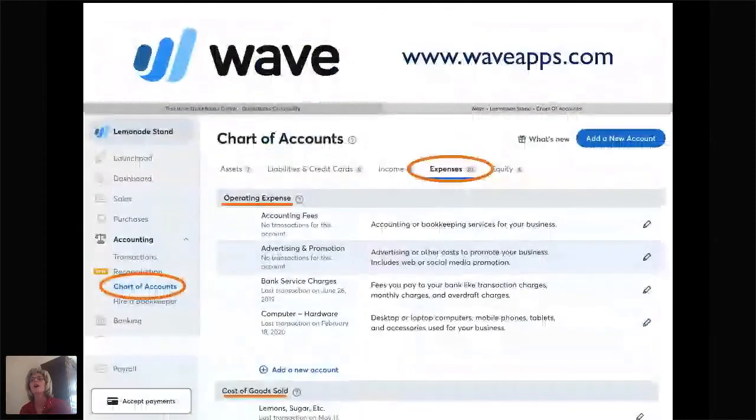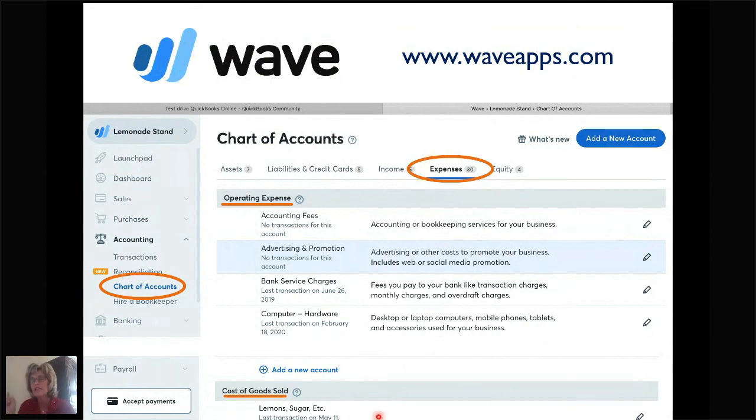So here's an example of what the chart of accounts looks like in Wave. So chart of accounts, you can see expenses. Now they create defaults in here for you, including some of the descriptions. We didn't add hardly any of these. Now we did go down into cost of goods sold and add lemons, sugar, etc. We should have titled it raw materials, but that's okay. It's just a good reminder, that's back to our lemonade business. But you can see here, there's cost of goods sold, and there's operating expenses. This is all under our expenses category.